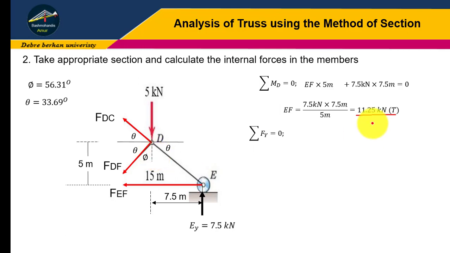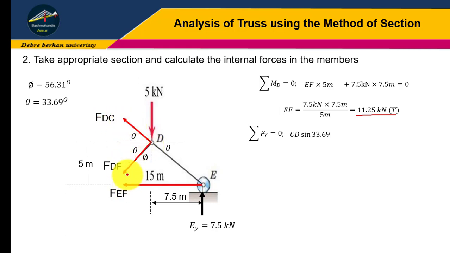Let us add forces in the y direction. The summation of forces along the y direction equals zero for this structure to be in equilibrium. Therefore, the force in member CD, sine 33.69. Which one is CD? We have DC. CD and DC are the same, with tension.